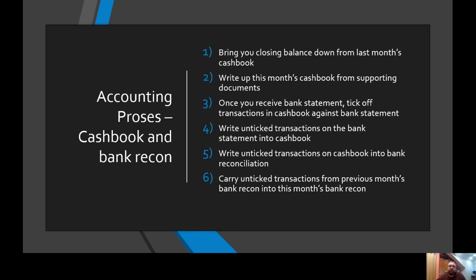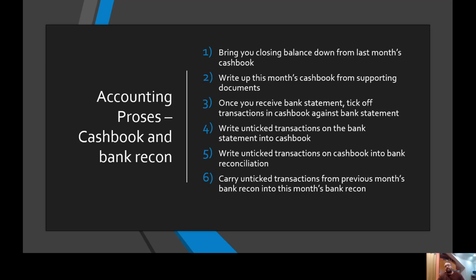In my cash book, I've got transactions that have not been ticked. What does that mean? That means I haven't found that transaction on the bank recon. Now again, it can only be one of two cases. Either I made an error and then I have to correct my error, or it's a legitimate transaction that just hasn't yet gone through the bank, and then I have to write that transaction into my bank reconciliation.